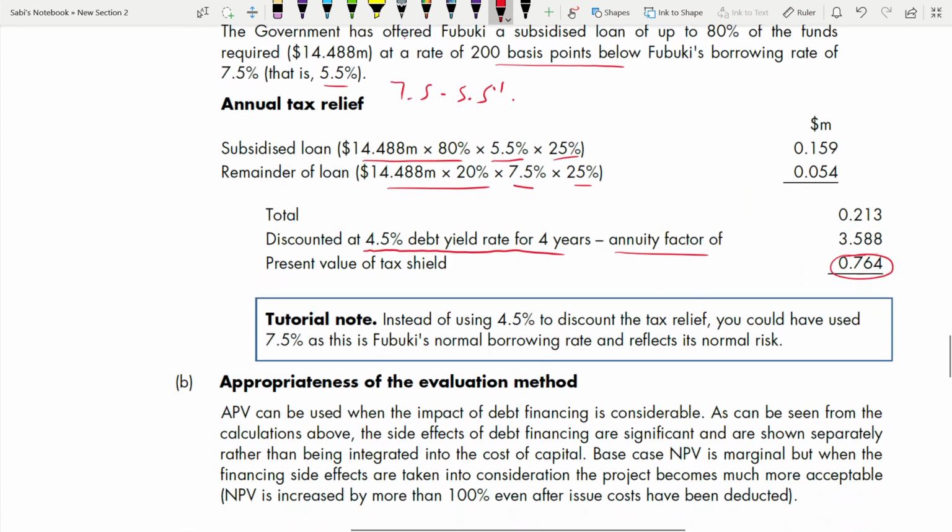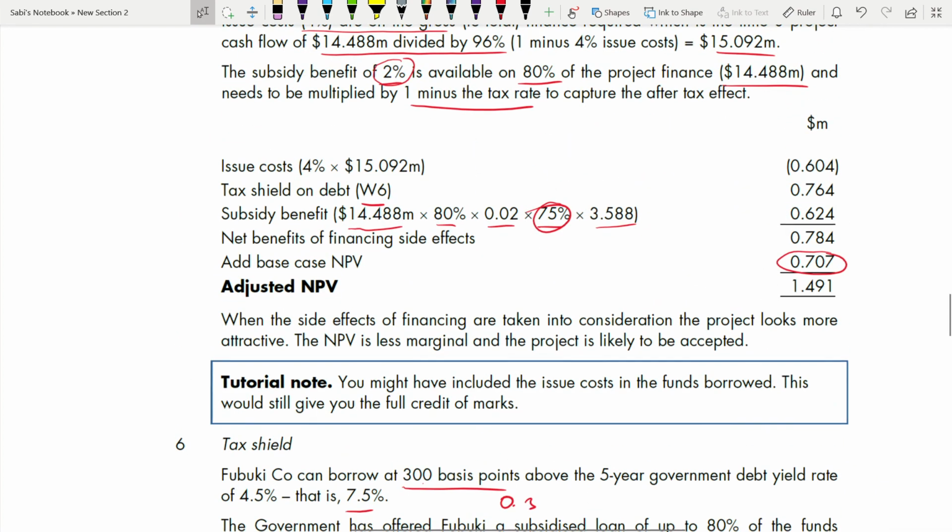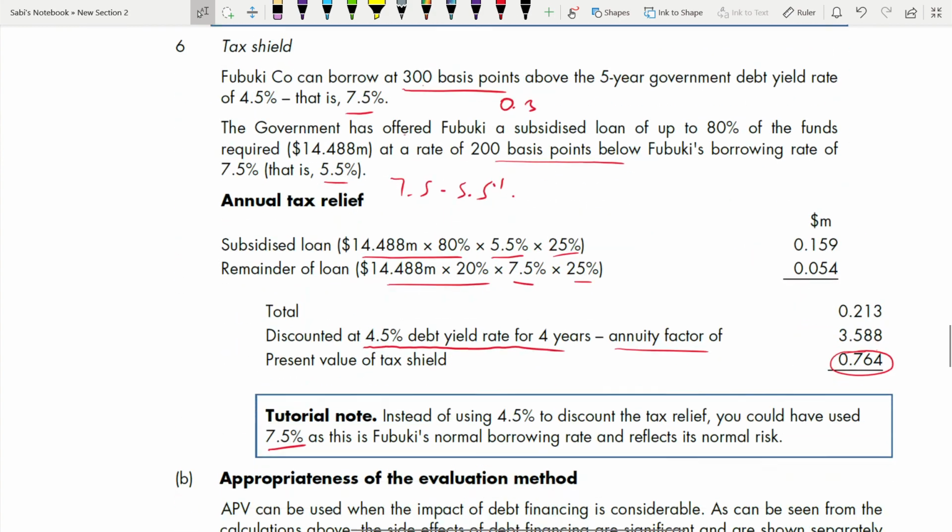So now coming to the tutorial. Instead of using 4.5 to discount the tax relief, you could have used 7.5 as this is Fubuki's normal borrowing rate and replaces normal risk. You can use this rate also. You have to state your assumptions, which rate you are using and why. Okay. So you can use both. Even 7.5, you will not be wrong. And then you're getting adjusted present value, which is 1.491. That means based on this, what should you suggest? That they should accept the project.